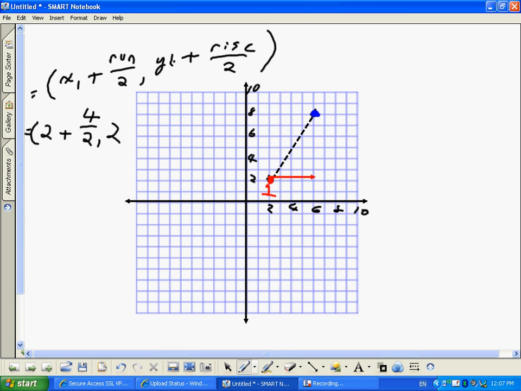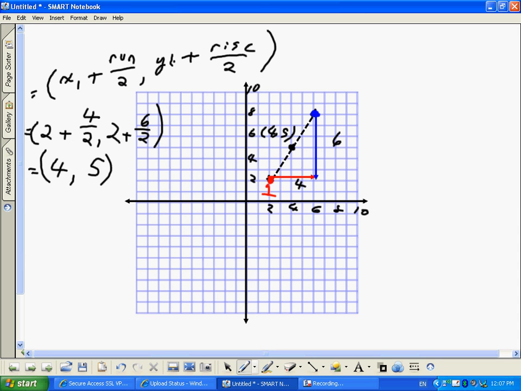Our y2, same idea. Do this one in blue. Our first point, we go up. Our rise goes from 2 to 8, so our distance is 6. This one was 4. If our distance is 6, we take that number, divide it by 2, and it's going to give us our new median. So 2 and 4 divided by 2 is 2, so our next point is going to be 4, and 2 plus 3, 5. So this tells us our median is at 4, 5, which is right here.